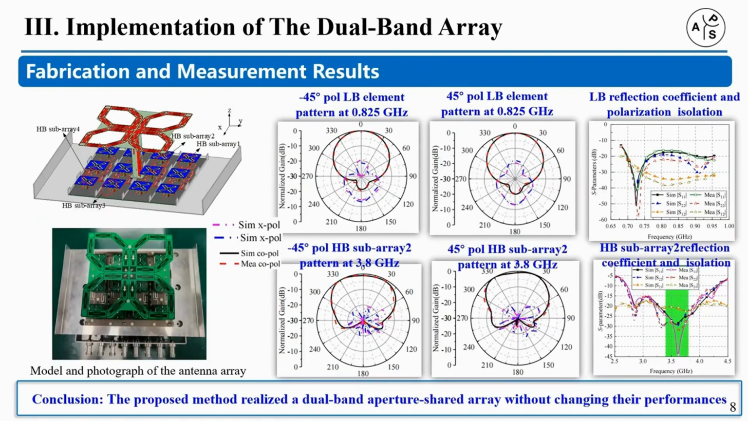A dual-band aperture-shared array antenna is fabricated and measured. The measurement results are consistent with the simulation results. Moreover, the gain, 3 dB beam width and reflection coefficient comply with the requirement of base station antenna, as described in the paper.